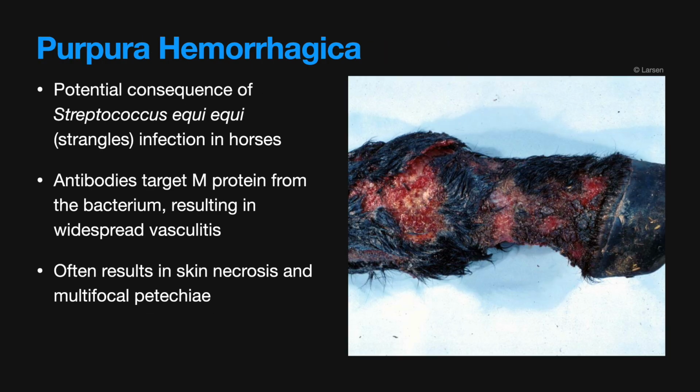Purpura hemorrhagica is a potential consequence of Streptococcus equi infection, otherwise known as the Strangles bacterium. In this reaction, antibodies target M protein from the bacterium, resulting in large antigen-antibody complexes that form and embed in the vessel walls. Ultimately, this results in vasculitis, which can cause skin necrosis and multifocal petechiae.